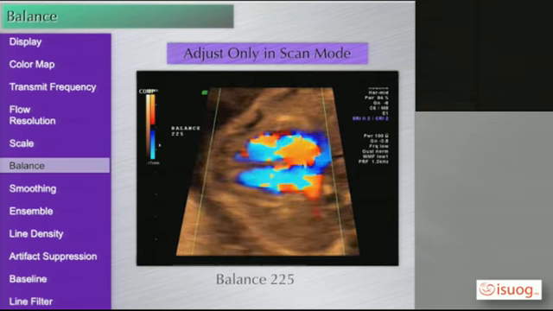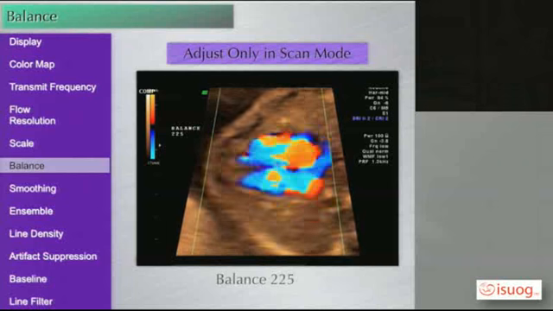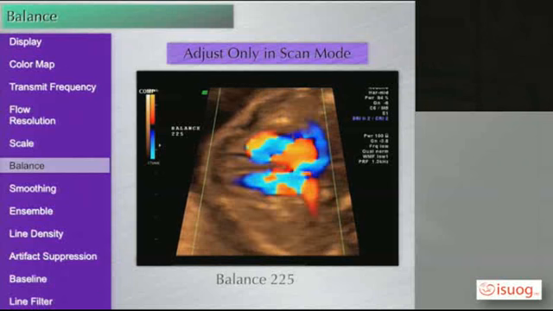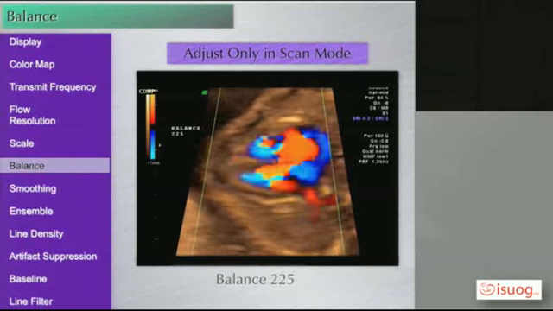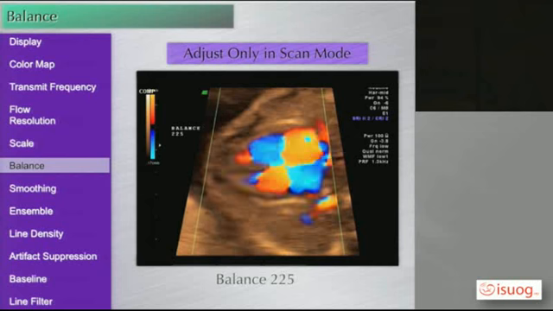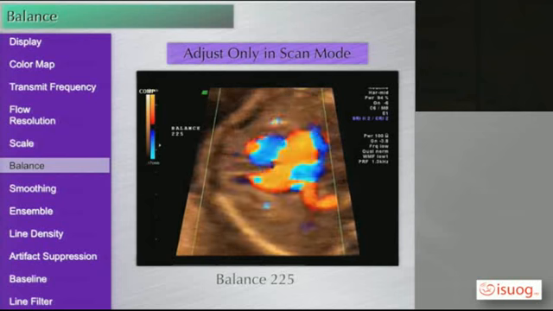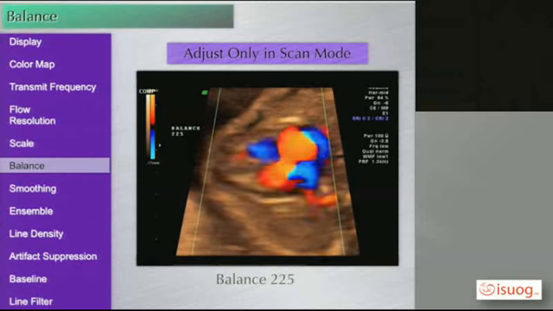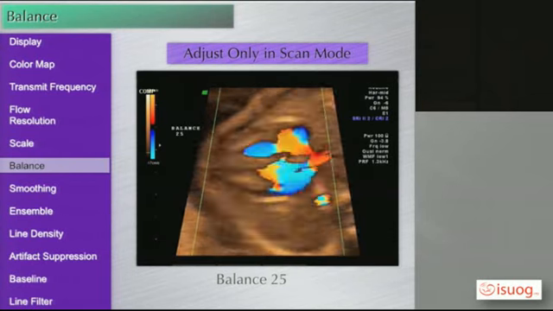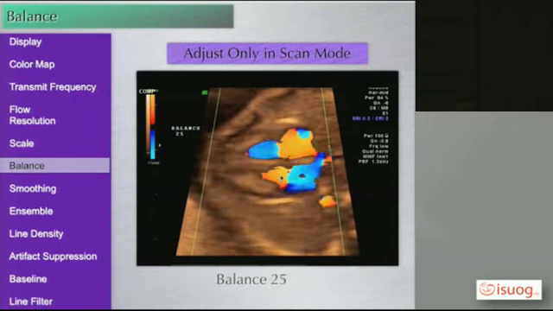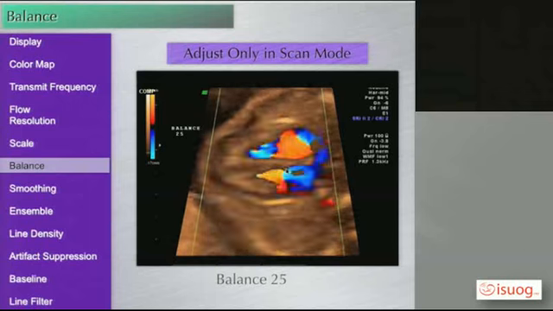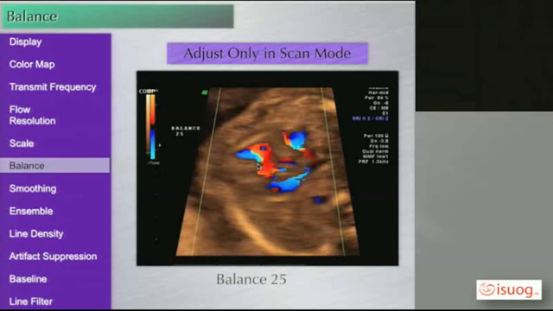In this image, the balance is set at 225. When examining this clip, it is evident that the color pixels are overriding the walls displayed on the B-mode image. Therefore, it is impossible to identify the interface between the blood pool and the walls of the heart. Changing the balance to 25, the color Doppler is now confined to the blood pool and does not extend over the walls.